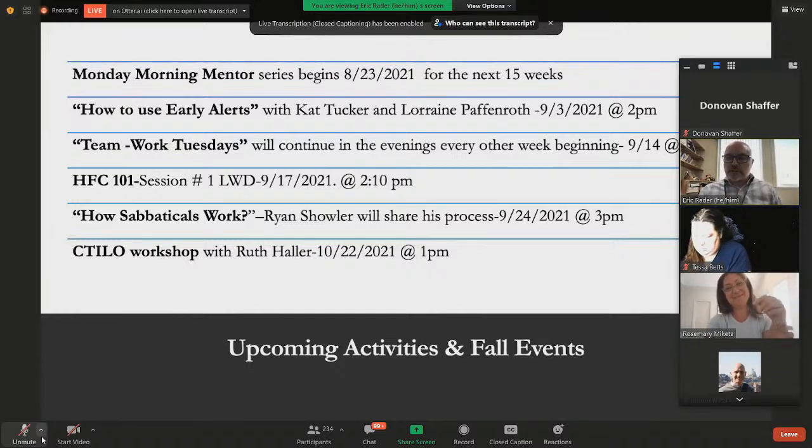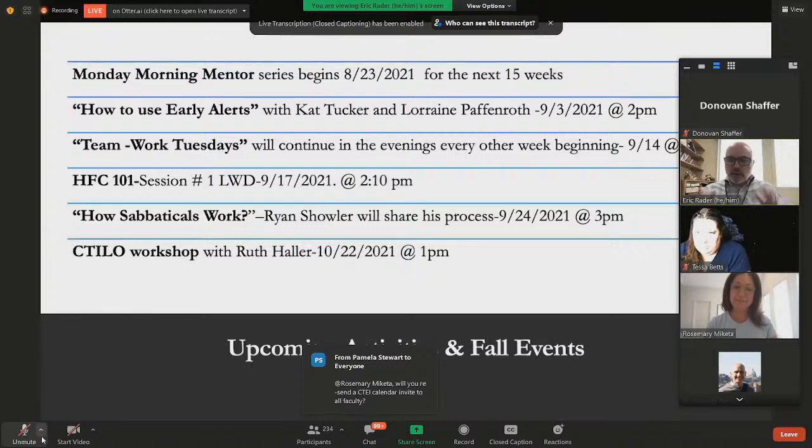I think that'll be particularly useful to people as we get into the new semester. Early alert is the system, if you're new here, where we can flag students who are really struggling and try to deal with problems early rather than waiting late in the semester. And it's an online system. It's a great tool. Many of us have used it. And so Kat and Lorraine will talk more about how they use it, how we could use it, and how it could benefit our students.